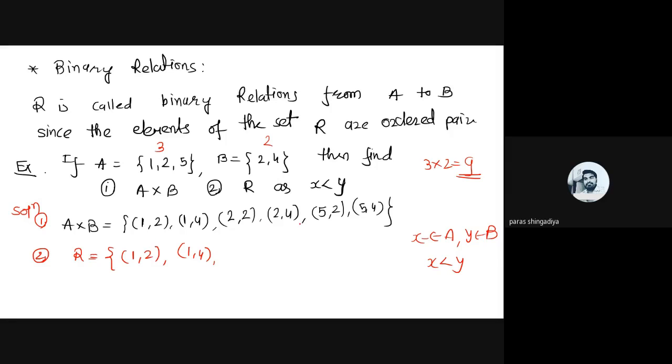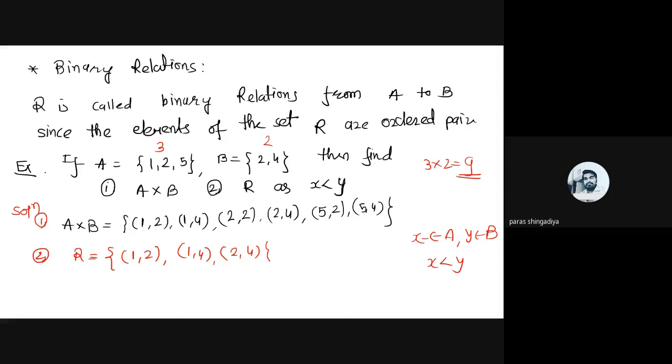Okay, in this relation, after that we can include (2, 4). That also satisfies the x less than y condition. And then (5, 2) we cannot include in the relation, because 5 less than 2 is wrong, so we'll ignore that. And then (5, 4), that also we cannot consider in this set.